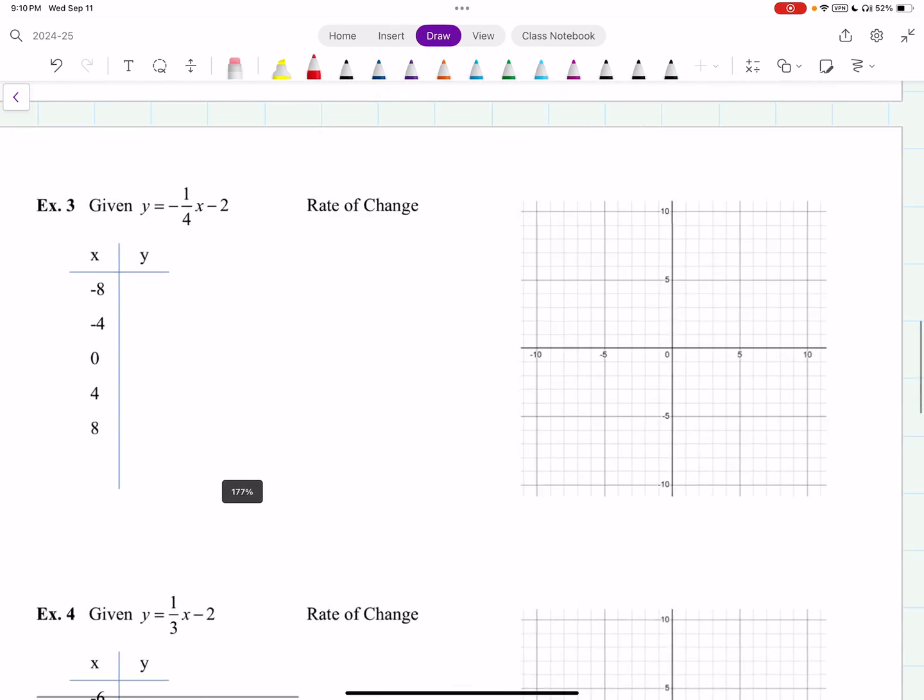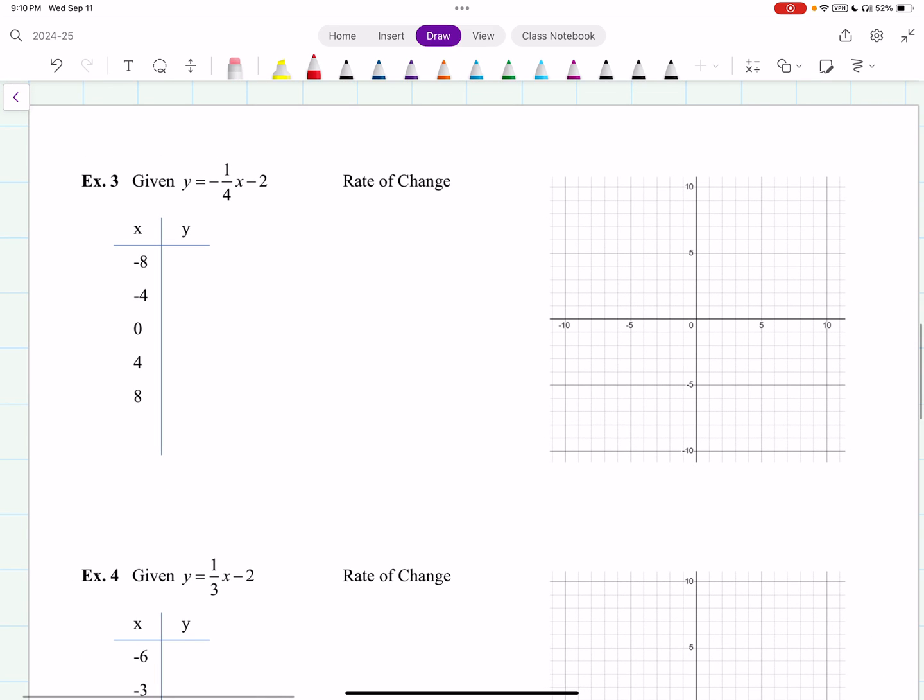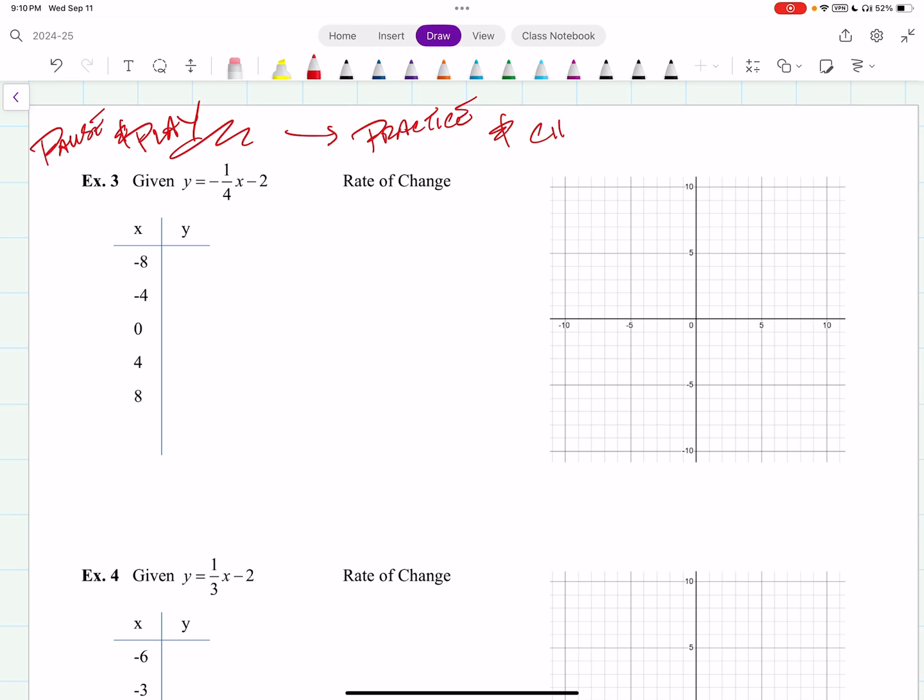Okay, so now you've got to get good. This is where we pause and play. Pause the video and play when you're ready. Don't just copy and take notes, because that doesn't help you. You need to practice and check your work, and then you're going to get better. But you're not going to get better unless you do that.